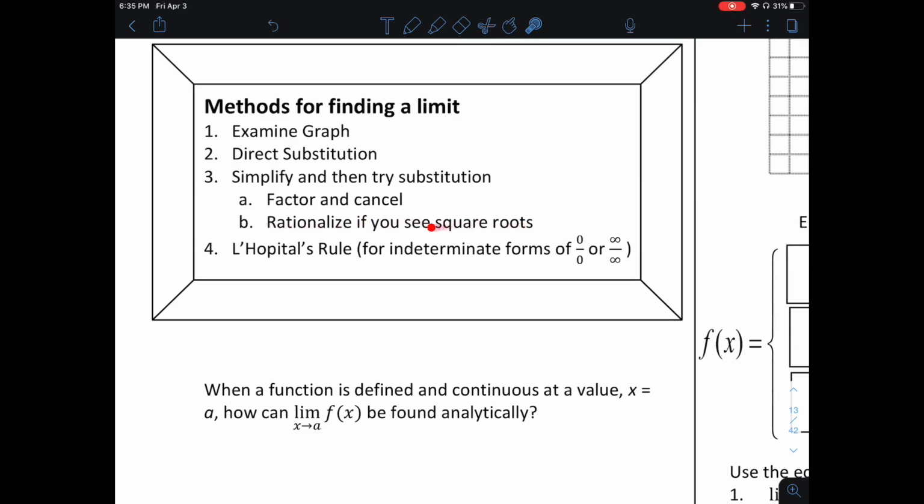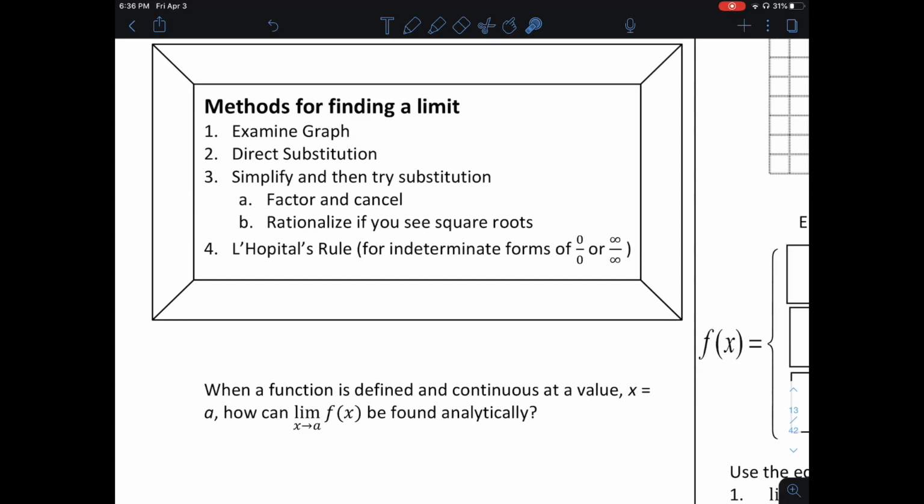Rationalize if you see square roots. That is cumbersome and only works well if the problem is well thought out in advance by the person making up the problem. This method here is awesome. Number 4, and that eliminates the need to ever have to factor or rationalize. That's L'Hopital's rule. It's French. L'Hopital, L'Hopital.